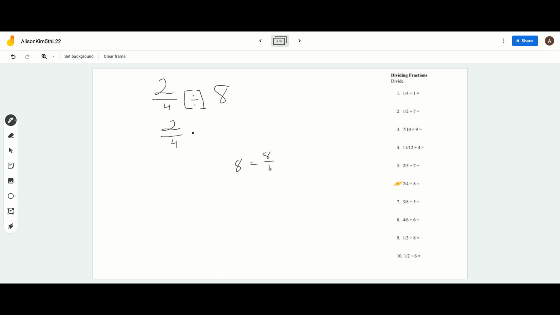So the opposite of 8/1 would be 1/8. So we're gonna replace the 8 with 1/8. And then now we just solve. So we're gonna multiply straight across. 2 times 1, just 2. 4 times 8, 32. And now we simplify to get 1/16. You simplify by dividing both the top and bottom by 2, because 2 can go into both numbers. And this is your final answer.